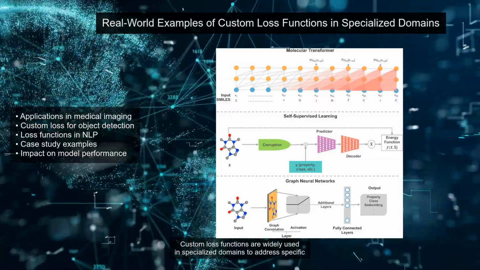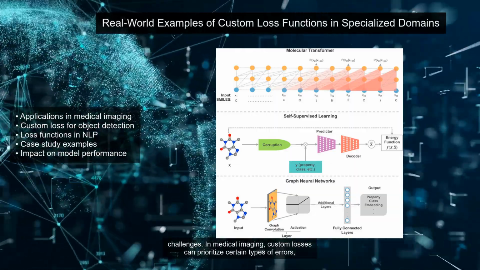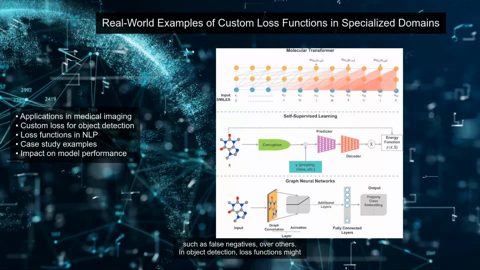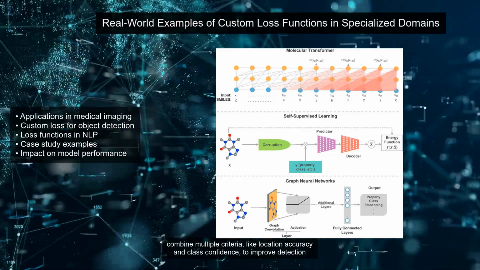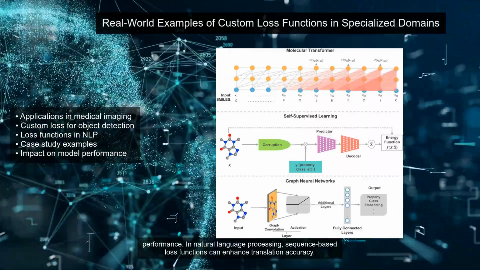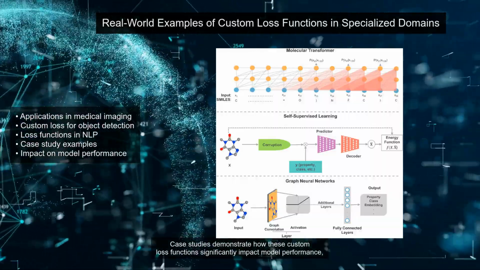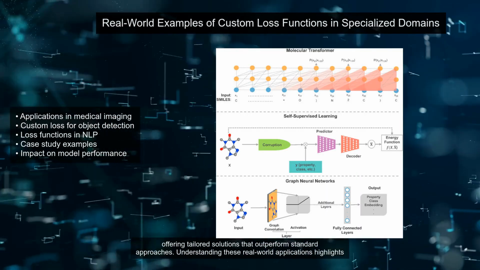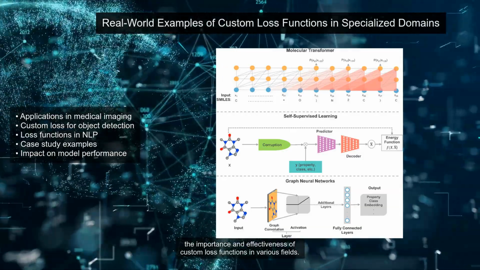Custom loss functions are widely used in specialized domains to address specific challenges. In medical imaging, custom losses can prioritize certain types of errors, such as false negatives, over others. In object detection, loss functions might combine multiple criteria, like location accuracy and class confidence, to improve detection performance. In natural language processing, sequence-based loss functions can enhance translation accuracy. Case studies demonstrate how these custom loss functions significantly impact model performance, offering tailored solutions that outperform standard approaches. Understanding these real-world applications highlights the importance and effectiveness of custom loss functions in various fields.